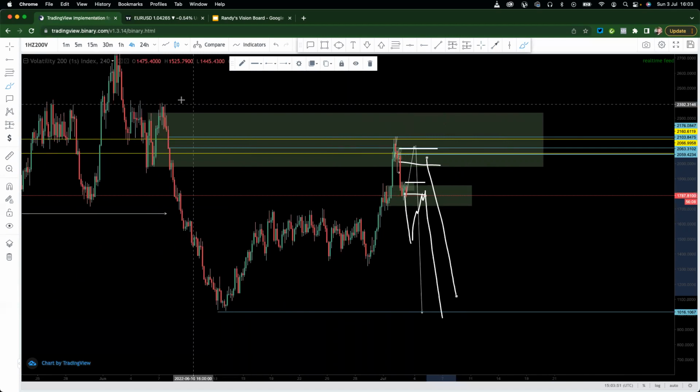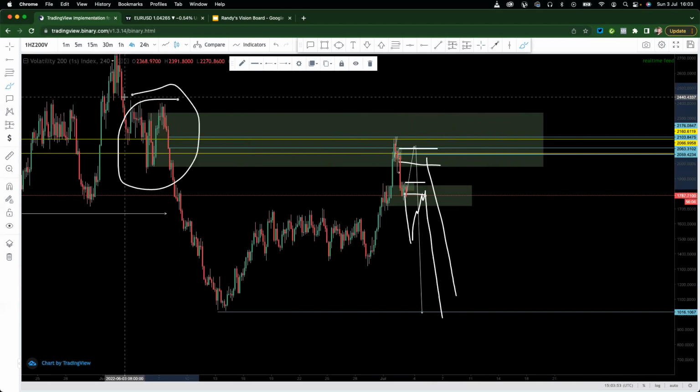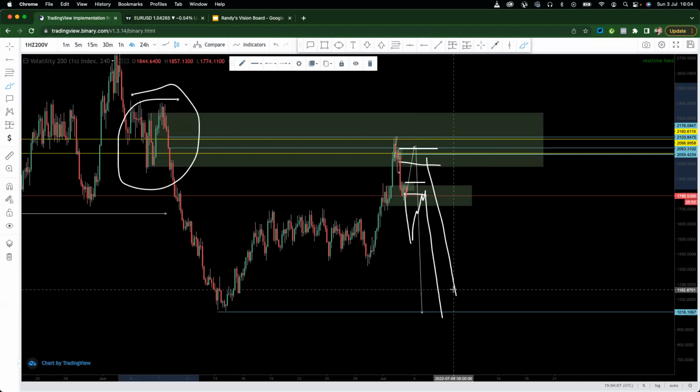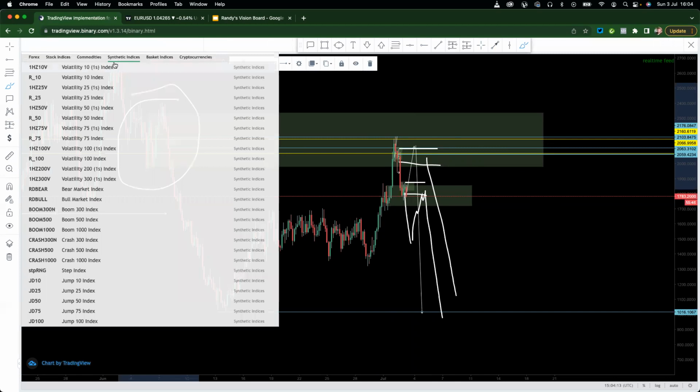Because this one right here has the most liquidity. Understand? So they can just decide to break here, or they can do something like this. But for me, I would like to wait for something like this, or a break and then something like this. Understand? So that's it for V201S. And then let's move on to 25.